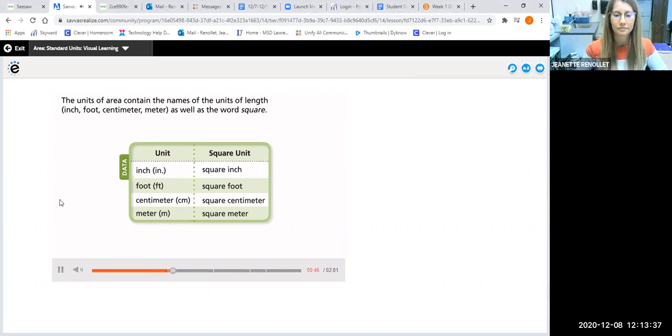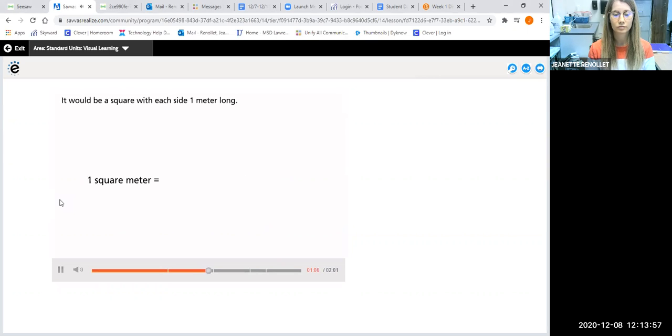The units of area contain the names of the units of length: inch, foot, centimeter, meter, as well as the word square. What would 1 square meter look like? It would be a square with each side 1 meter long.